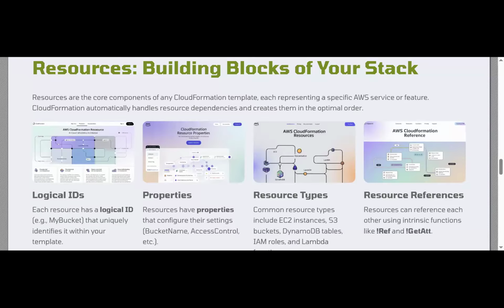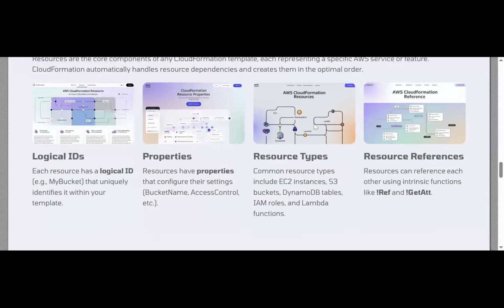Now, first one, logical IDs. Each resource will have a logical ID, for example, MyBucket, which will have a unique identifier. What is the ID we had for the S3 bucket yesterday in the output file we put? Bucket underscore ARN. Yes, bucket underscore ARN. So ARN is the ID or the name which we have got. Same thing for resources, we'll have an ID.